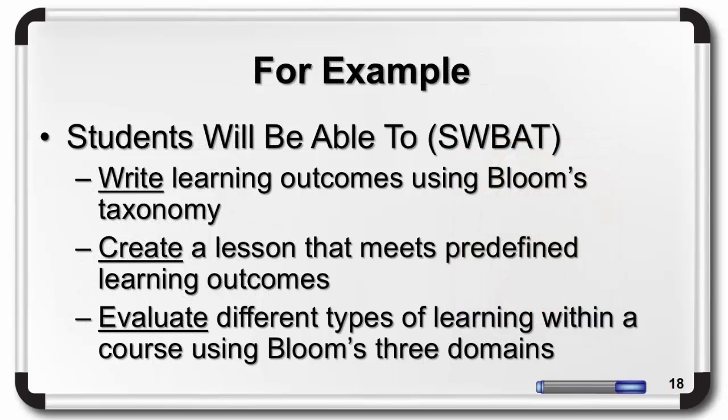For example, each of these outcomes begins with a different verb that targets a different type of learning. Students will be able to write learning outcomes using Bloom's taxonomy, create a lesson that meets predefined learning outcomes, and evaluate different types of learning within a course using Bloom's 3 domains. Using different verbs, each of these outcomes illustrates a different level of understanding about how to use outcomes as well as their relevance to teaching and learning.